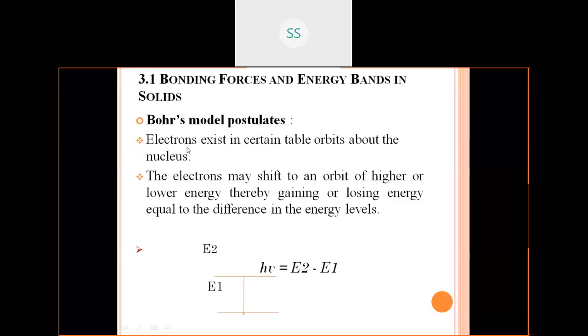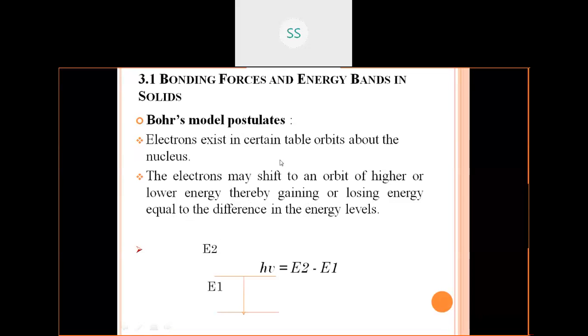So what was the first postulate? Electrons exist in certain stable orbits about the nucleus, and the second one was the electrons may shift to an orbit of higher or lower energy. Okay? So thereby it may gain or lose energy, which is equal to the difference between the energy levels.